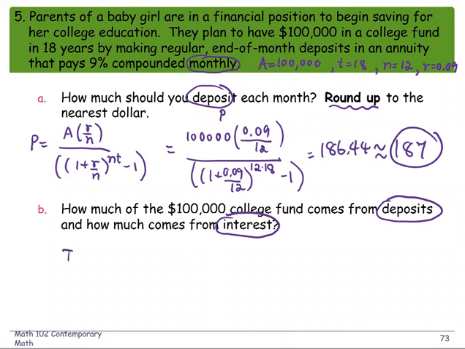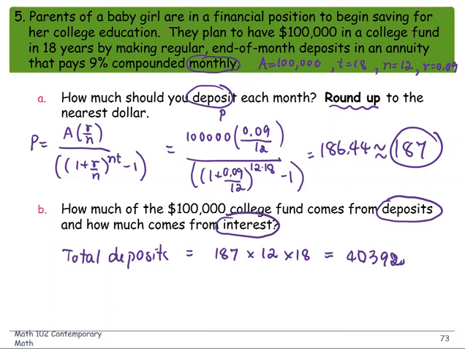And then compute in part B, we're going to find the total deposit. The money is put in at $187 per month, 12 months in a year for over 18 years. Then the total deposit will be $40,392. From the annuity at the end of 18 years as $100,000.